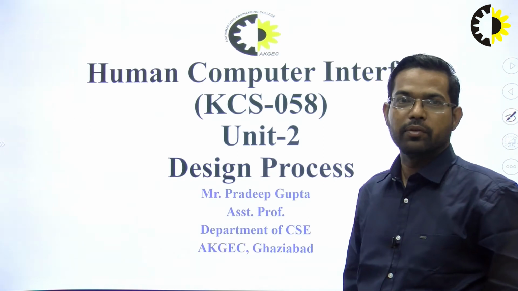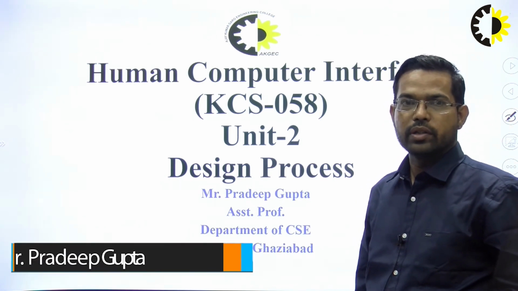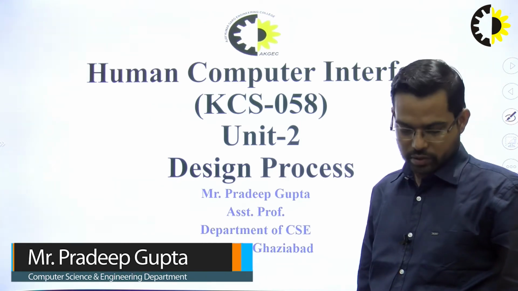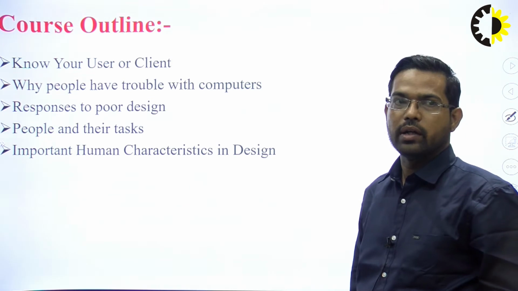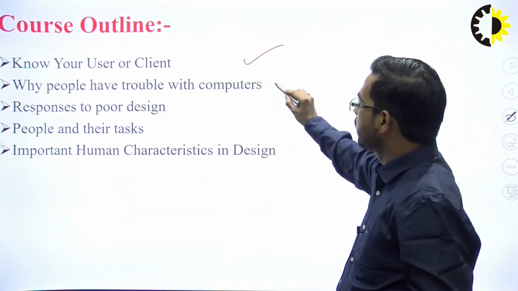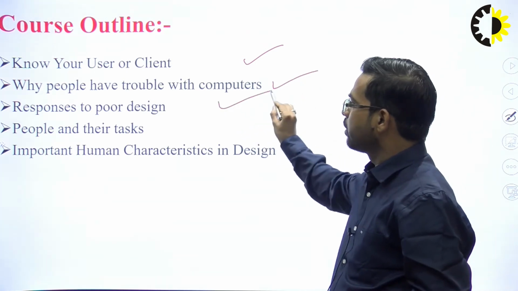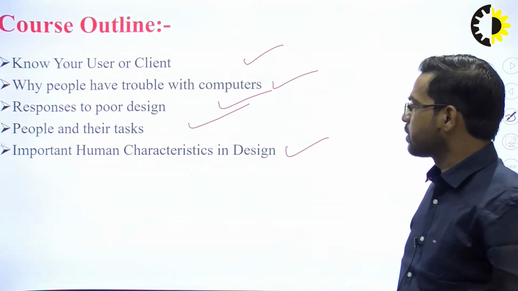In the previous lecture we discussed the design process, and today we will discuss the next topics. Here are some topics which are in your syllabus. The first is know your user client, the second is why people have trouble with computers, the third is the response to poor design, the fourth is people and their tasks, and the fifth is important human characteristics in design.